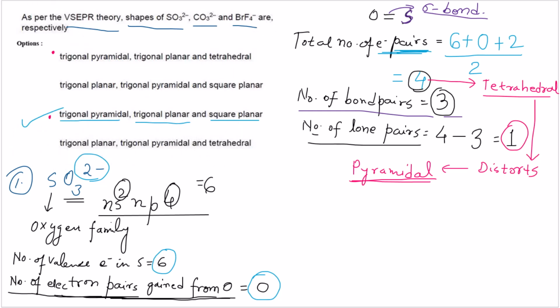I hope this explanation was clear to you. Applying the VSEPR theory, we calculate the number of valence electrons, then the number of electron pairs gained from the bonded atoms, then the total number of electron pairs, then the bond pairs and the lone pairs. And the presence or absence of the lone pairs will decide the final geometry of the molecule according to the VSEPR theory.